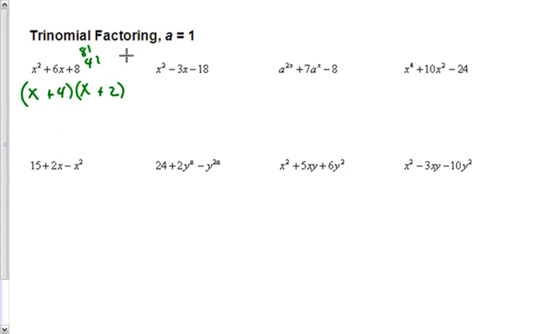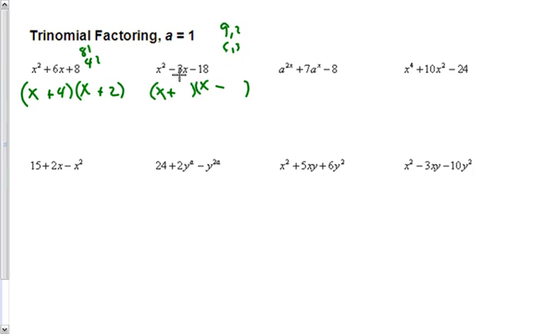X squared minus 3x minus 18. All right? It's negative, so that means the signs are going to be different. There's an x times x to give me x squared. It's going to be a plus and a minus. I know that because I got to get a minus there. 18 can be 9 and 2, 6 and 3, 18 and 1. 9 and 2 is not going to give me that 3. But if I take a look, 6 and 3 are most likely the candidates because 6 minus 3 is 3.